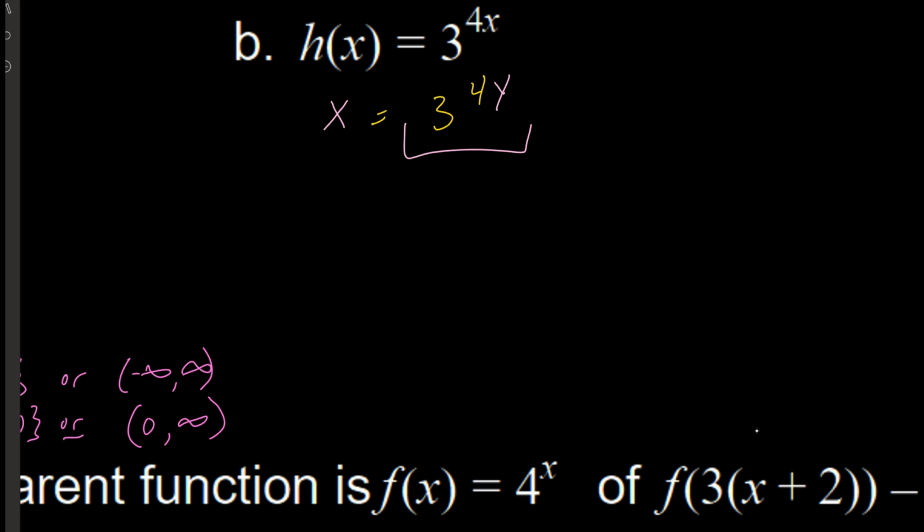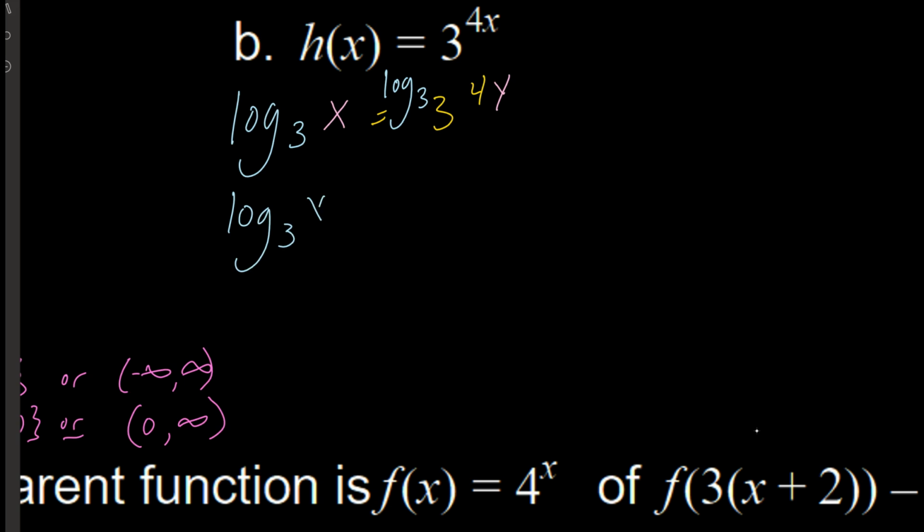In order to get a variable out of an exponent, you have to do the opposite operation, which is logging. So I take the log of the same base of both sides. What is my base? 3. So I do log base 3 on both sides. On the left-hand side, it just remains log base 3 of x. What happens on the right-hand side? The log base 3 of 3 cancels, and that exponent is now no longer an exponent, and it's just 4y.